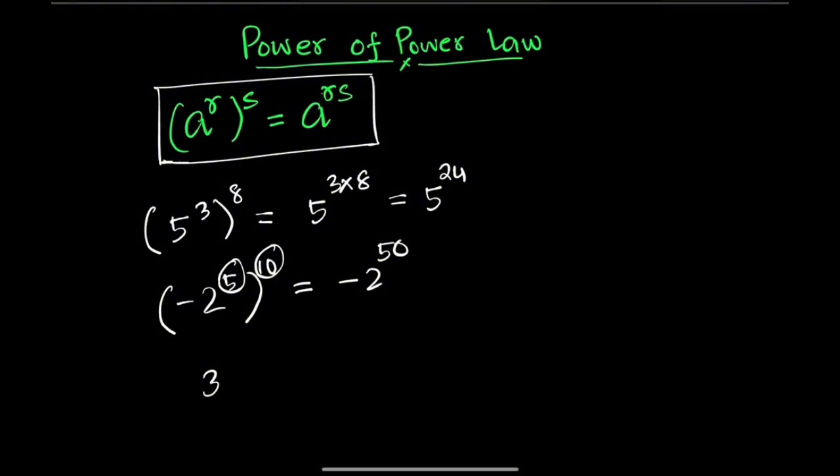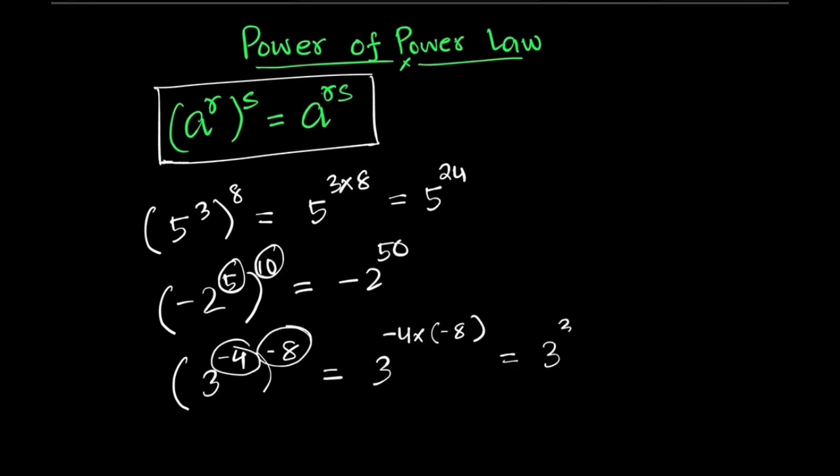Another example, (3^-4)^-8. This will be equal to the same base, that is 3, and we simply multiply -4 times -8, which will be equal to 3^32.